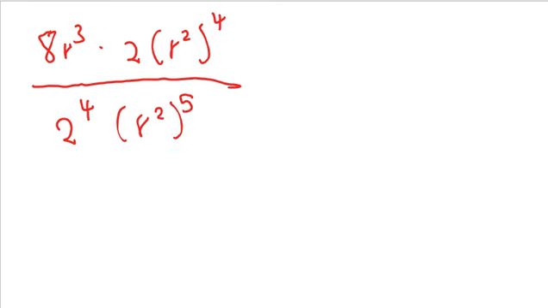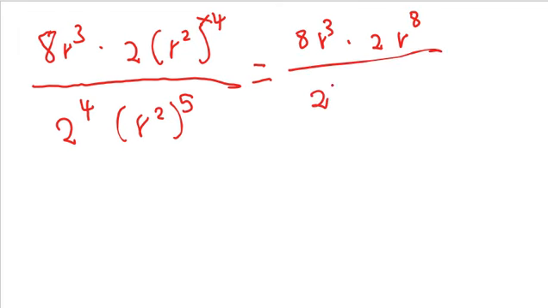Okay, done copying. So what can you do here? Simplify bit by bit. So what you can do, you can try to simplify this first. So we have 8r cubed times 2 to the power of 4. Remember what we said? You must multiply the power of a power. So 2 times 4 is 8. Here, we multiply the powers, power of power, right? 5 times 2 is 10.